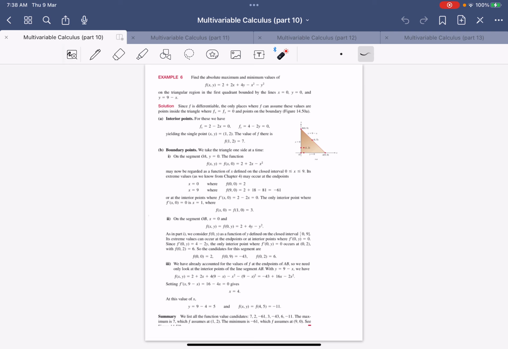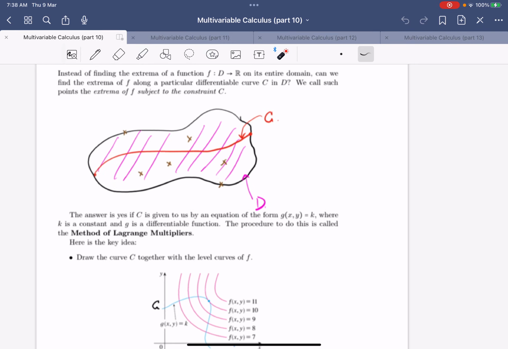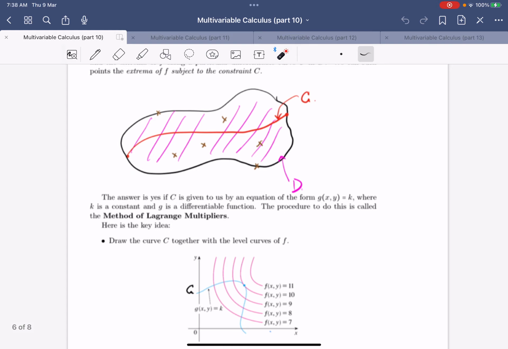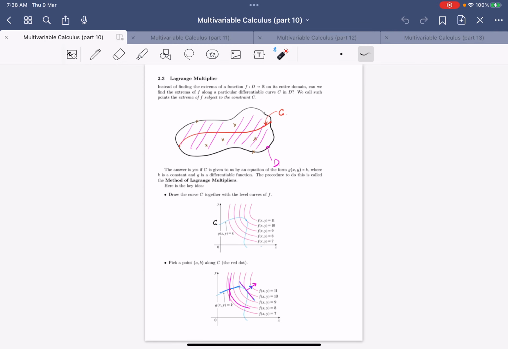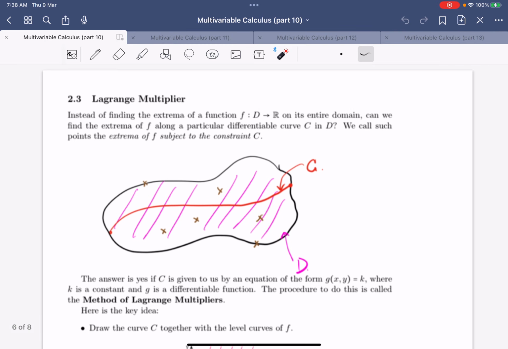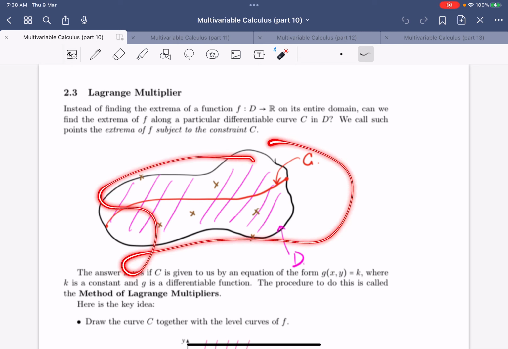I'll lastly move on to what is known as the Lagrange multiplier method for finding global extremas under a constraint. And really, the idea and steps are very similar to what you have already done, so it's not too hard to catch on. But right now, what you want to know is you have an entire domain here.